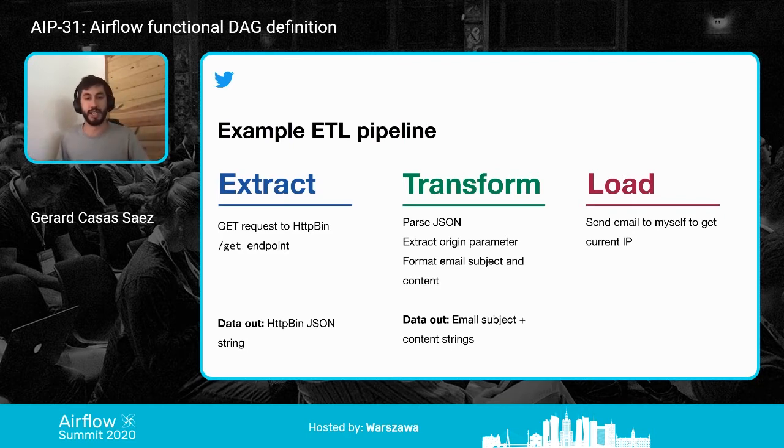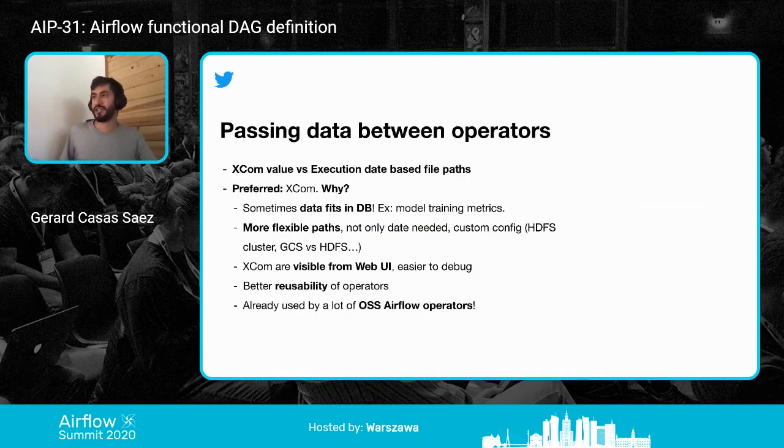It's a super simple ETL pipeline, but it's going to be a good example of how we went from the problem to the solution, and of how this works in Airflow. One of the things you might notice in the ETL is that there's data being passed around. There are several ways that you can pass data between operators in Airflow.